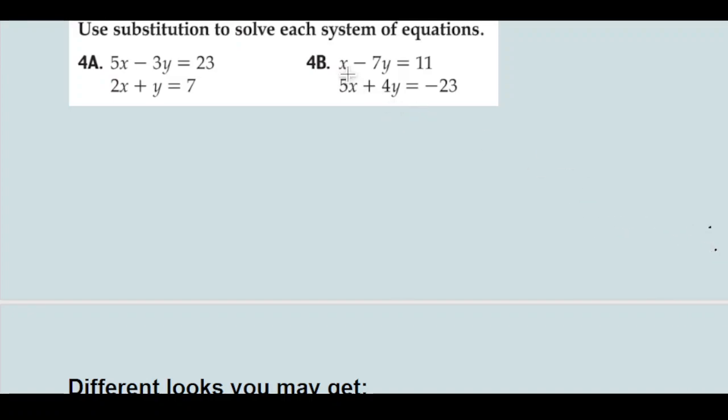Okay, let's take a look at the next one. So we did 4a in the previous video, so now we're going to do 4b. In this one, we're going to start the same way. We're going to say, all right, which one of these has the easiest variable to solve for?